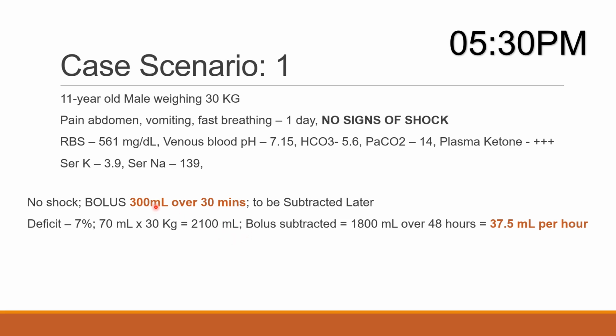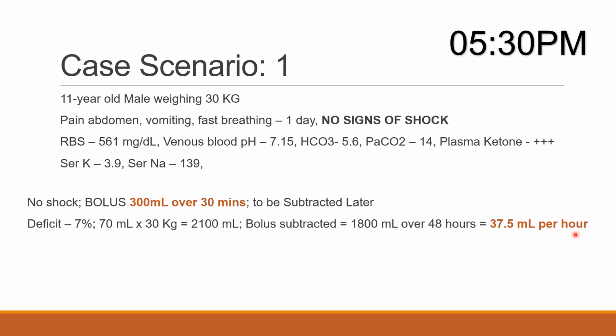2100 ml, the bolus has to be subtracted. That means 2100 minus 300, that is 1800 ml. This deficit correction has to be given over 48 hours. So 1800 divided by 48 hours comes to 37.5 ml per hour. This is the deficit correction.